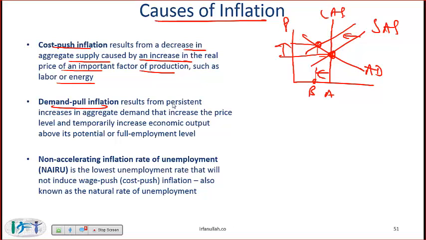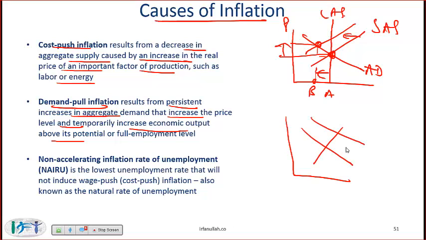Demand pull inflation results from a persistent increase in aggregate demand that increases the price level and temporarily increases economic output above its potential or full employment level. So if monetary policy is used, let's say there is an easy monetary policy that boosts aggregate demand, then what will happen to aggregate demand? Aggregate demand will shift to the right, and that will cause increased prices.